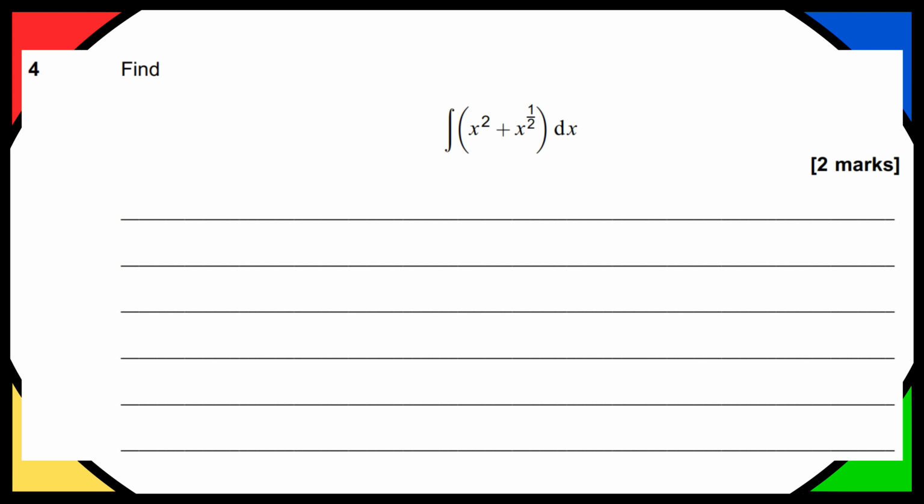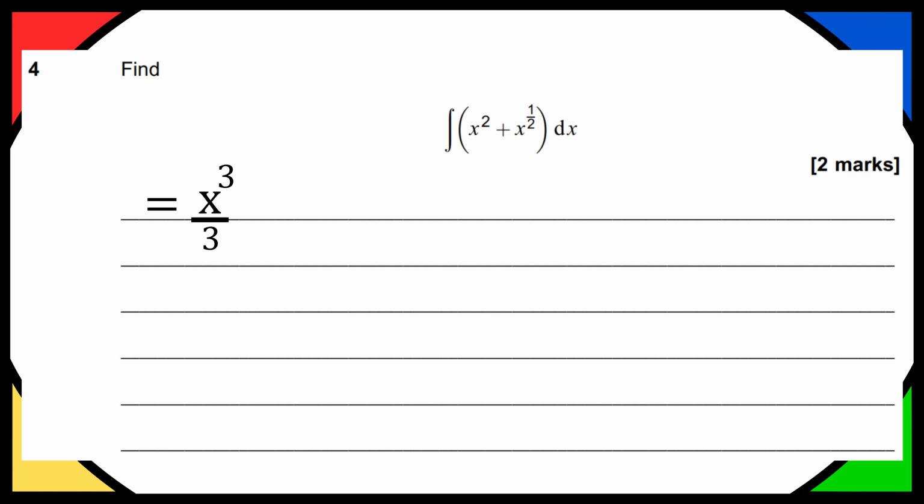So starting with the integration of x squared plus x to the power of a half with respect to x. I think it's important to work with one component at a time to not overcomplicate anything. Starting with the x squared, as we do with integration, we add 1 to the power and then divide by the new power. So this is going to give us x cubed over 3. Because we had x squared, we added 1 to the power and then divided by the new power. So it's x cubed over 3.